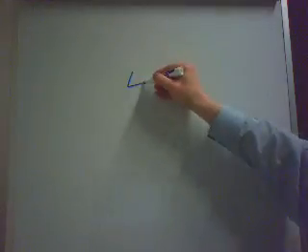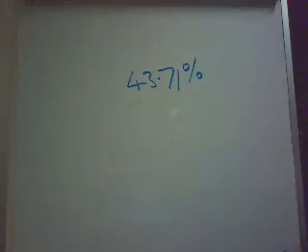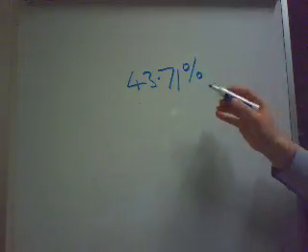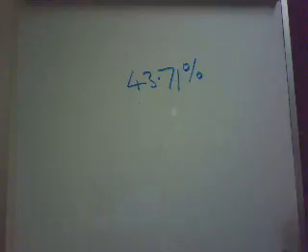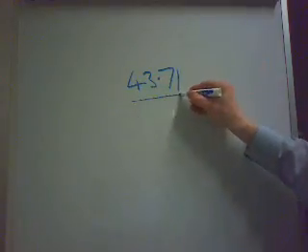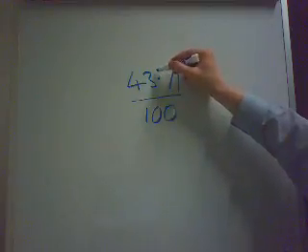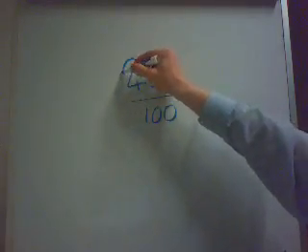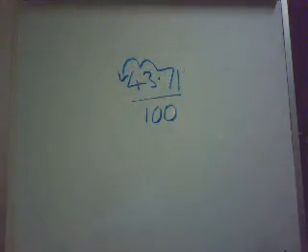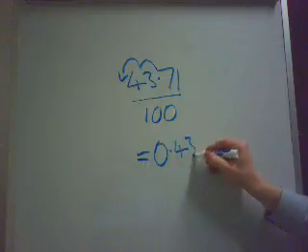Next, we're asked to state 43.71% as a decimal. Well, percent really means divided by 100, so we could effectively get rid of the percentage sign and replace it with divided by 100. If you divide by 100, it's the same as moving this decimal point 2 places to the left. Well, we know we're going to make the number smaller, so it must be to the left, and therefore the answer will be 0.4371.